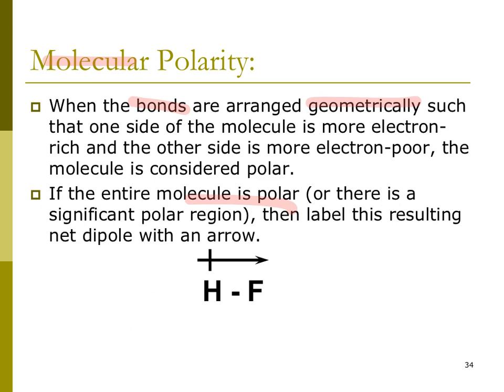Whenever that happens, where you do end up with an entirely polar molecule, it's nice to use an arrow to show where the electrons would be funneled. In the case of hydrogen and fluorine, fluorine is more electronegative, so this arrow shows the electrons would be moving mostly towards the fluorine. The fluorine would be the partially negative side of the molecule, and the hydrogen would therefore be partially positive.